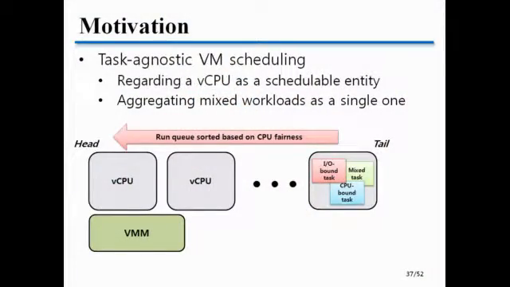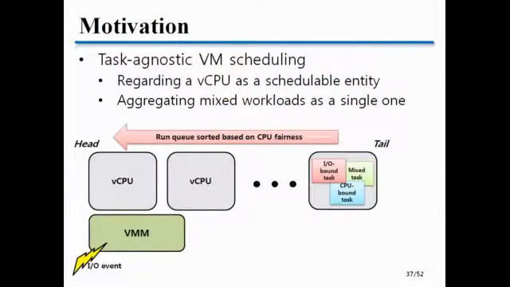So the motivation behind this work is that the existing hypervisor schedulers are totally agnostic about tasks running inside the VM. Since the hypervisor scheduler regards a vCPU as a schedulable entity, multiple threads and mixed tasks on a single vCPU are aggregated as a single workload. In this example, multiple vCPUs are waiting on the run queue sorted in CPU fairness order.